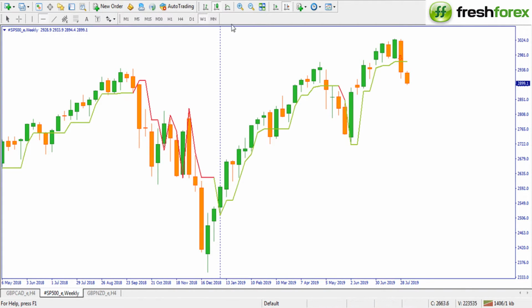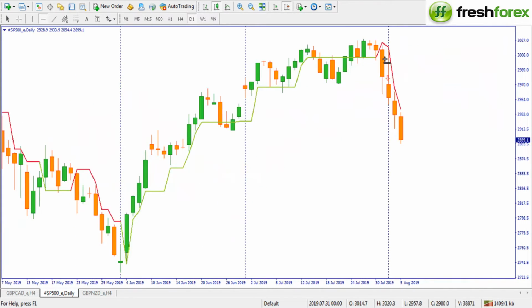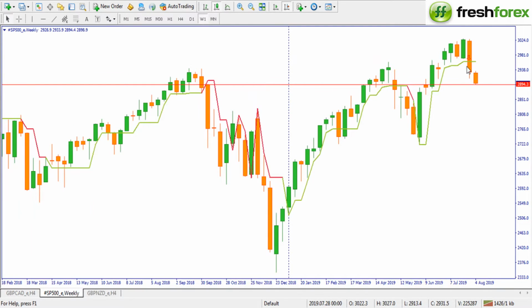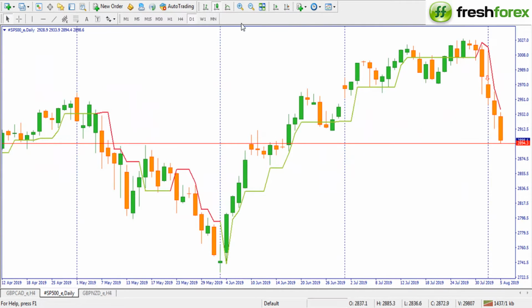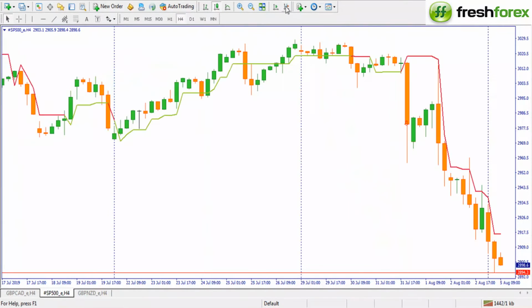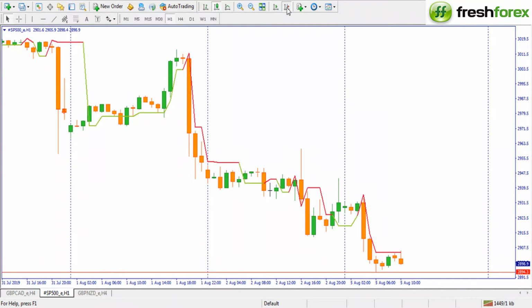As long as we have price on the daily remaining below this indicator, that it is still red in color, as long as it is red, we look for sell positions. So I don't recommend you look for a buy on this one, despite the fact that there's a buy on the weekly. This buy may be shifting to sellers. So if you are looking at daily, look for a sell. Hours, still look for a sell. 30 minutes, still look for a sell. So I don't recommend a buy on SP500. Keep looking for sell positions.